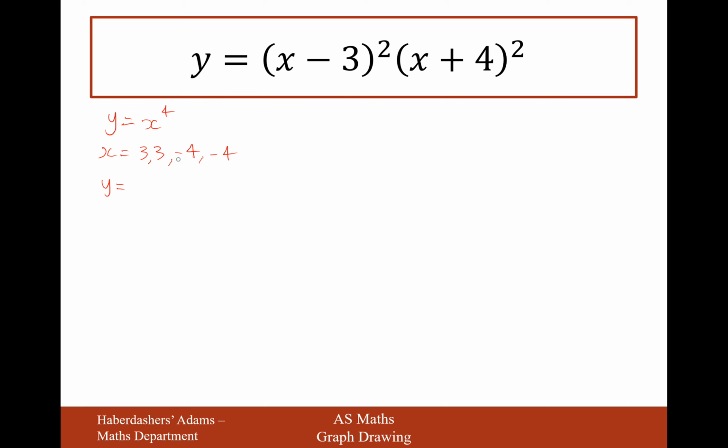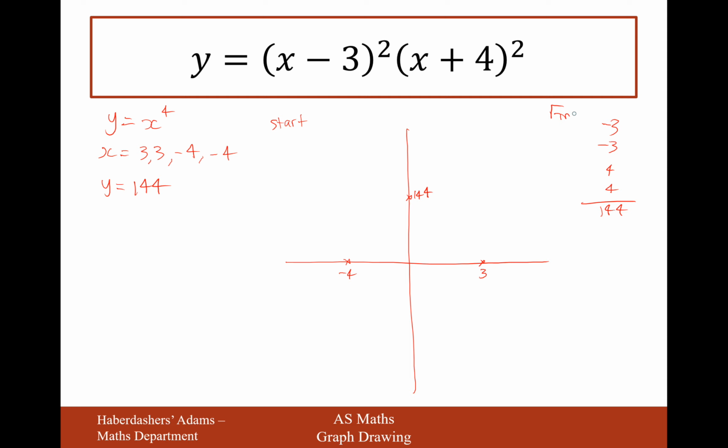And what do we get when we expand the brackets? Well, we're going to have -3 times -3 times 4 times 4. So that's going to give us 144, so you can couple them up into 12s. Okay, so it's going to start up here. It's going to go through -4 as a repeated root. It's going to go through 144, and it's going to go through 3 as a repeated root, and then finish up here. So it's going to go through touch, through 144, down to 3 touch, and up to a finish.